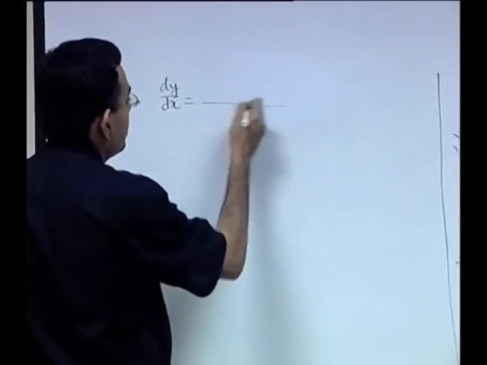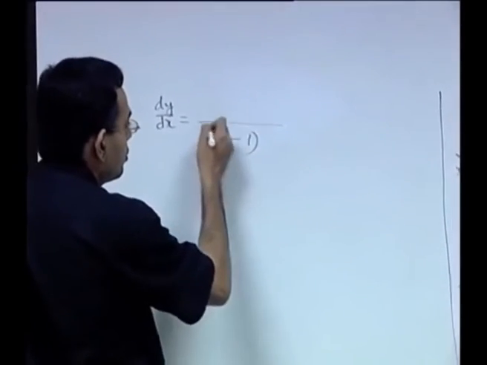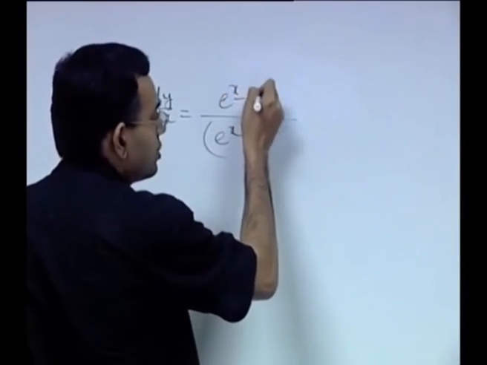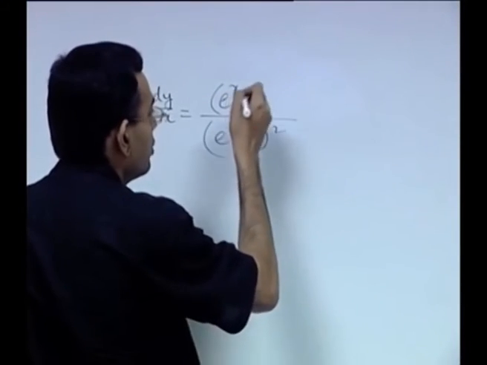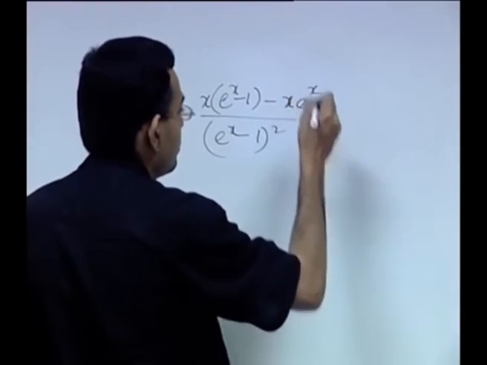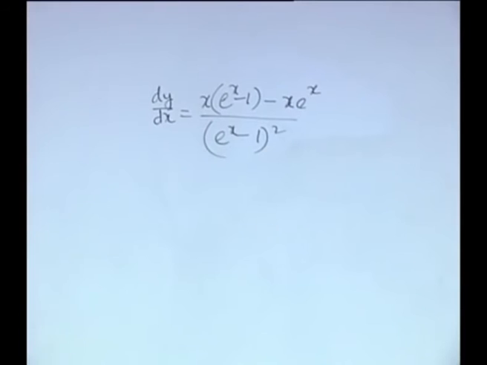So, dy/dx is (e^x − 1)² into (e^x − 1) into the derivative of x, that is x − x e^x. As x tends to 0, it assumes a 0/0 form. So, one can use L'Hopital's rule.